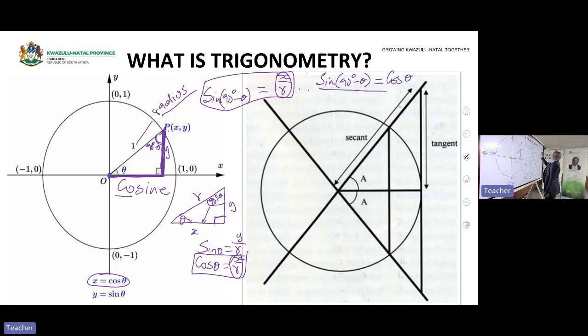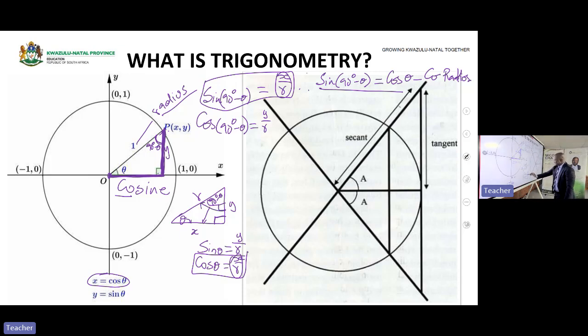We have dealt with what we call co-ratios. So that's what we have deduced here. The same thing applies: cos of 90 minus theta will also be adjacent over hypotenuse. So it's y over r.